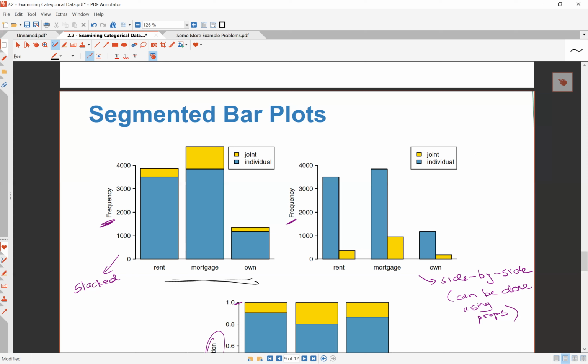So same idea, just instead of stacking the different categories on top of one another, we just put those bars side by side. So we still have all the rent categories together, a bar for individual applicants, a bar for joint applicants. And the example here shows it with frequency, but it can also be done using proportions.